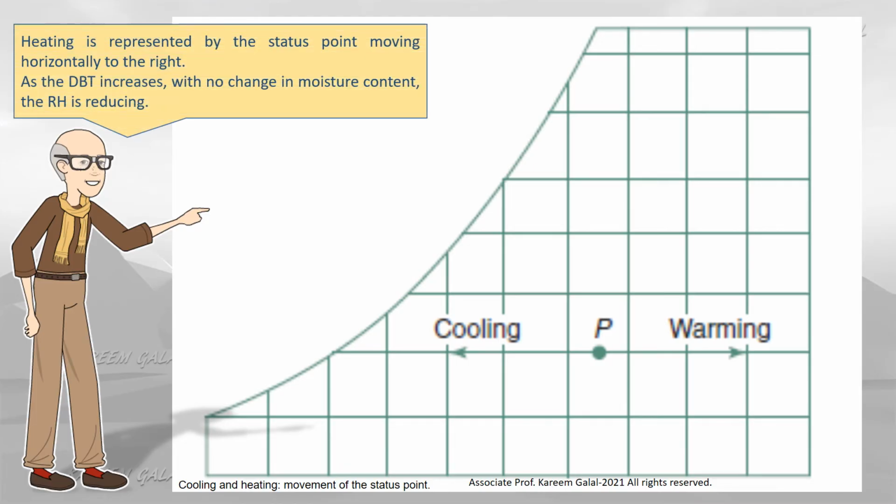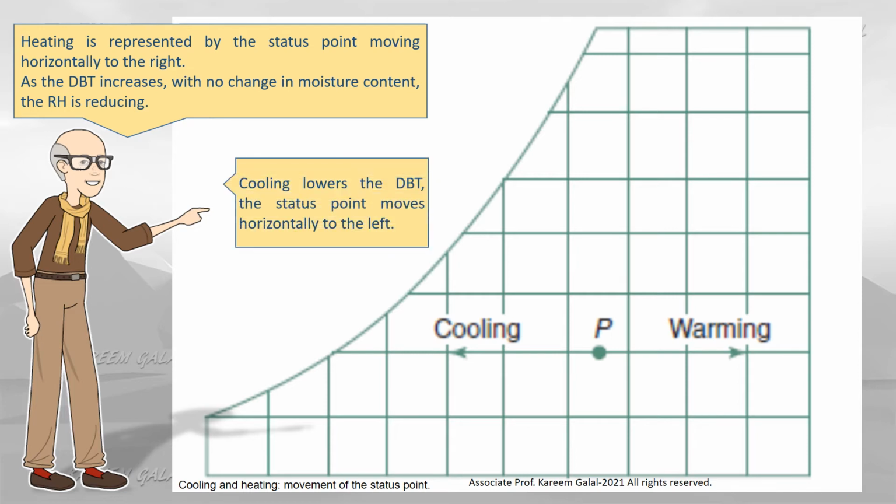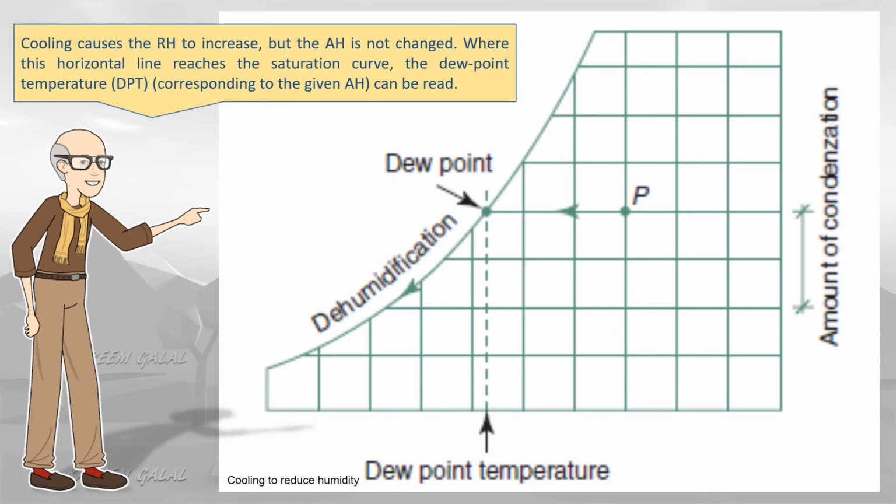Heating is represented by the status point moving horizontally to the right. As the DBT increases, with no change in moisture content, the RH is reducing. Cooling lowers the DBT, and the status point moves horizontally to the left. Cooling causes the RH to increase, but the A is not changed.